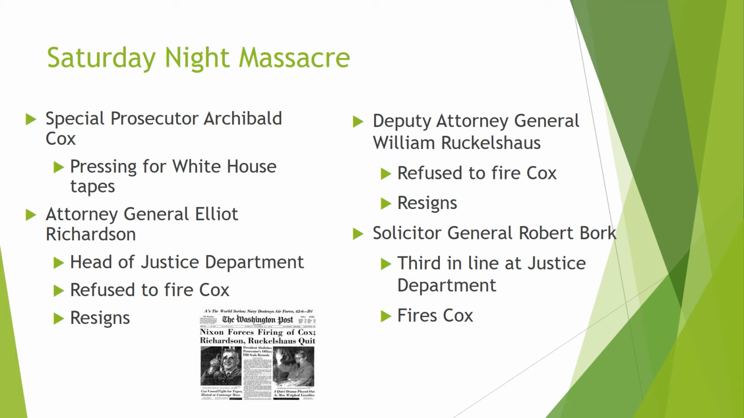I mean, think about it. Think about what President Nixon is trying to do in this moment. He is trying to fire the man investigating him and the possibility that he committed a crime. It's wild. But Nixon goes further. Once Ruckelshaus resigns, he goes to the man who is third in line in the Justice Department, the Solicitor General Robert Bork. And he fires Archibald Cox, the Saturday Night Massacre.